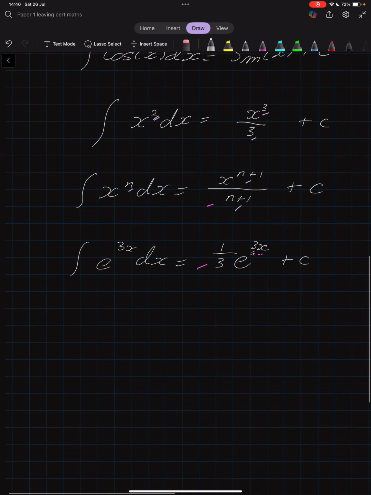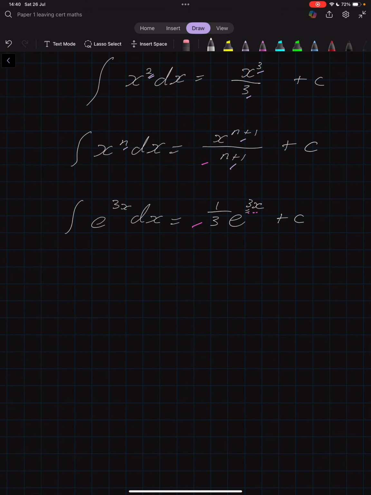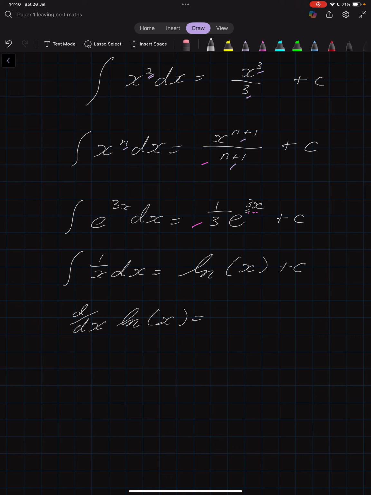That's mainly it. There's one special case, the integral of 1 over x dx, that's the natural log. So just remember that d dx of ln of x is equal to 1 over x, and therefore the integral of 1 over x is equal to the natural log. Okay? So that's it.